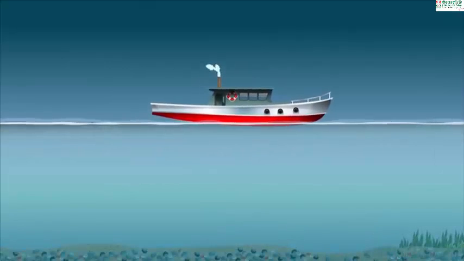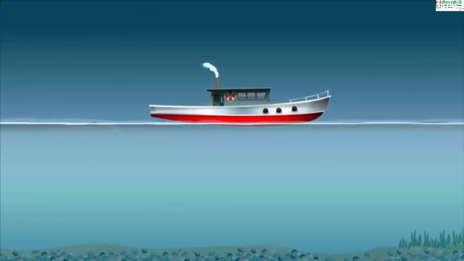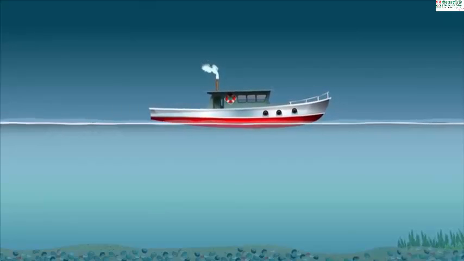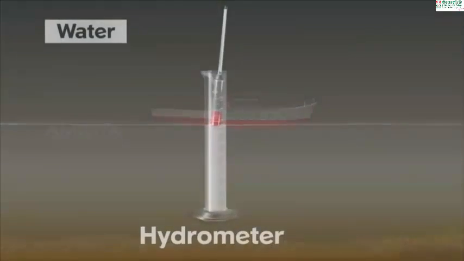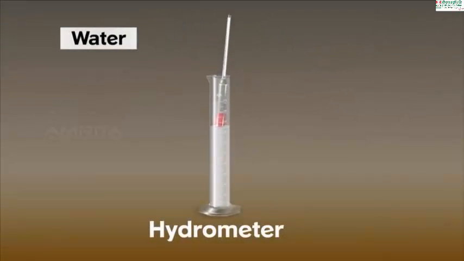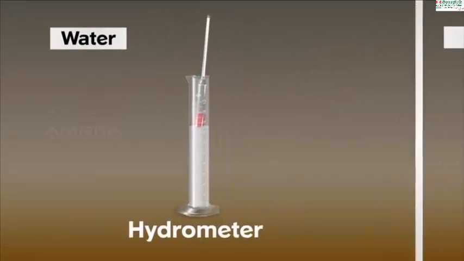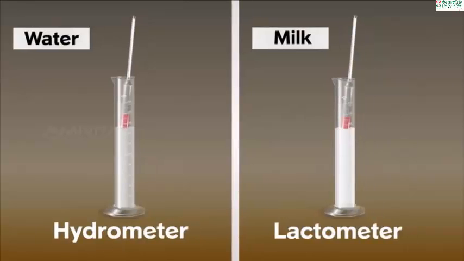Certain technologies today work based on the Archimedes principle. To name a few: the designing of ships and submarines, the hydrometer used to find the specific gravity of liquids, and lactometers used to determine the purity of milk.